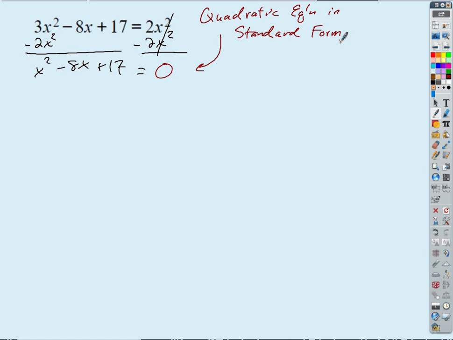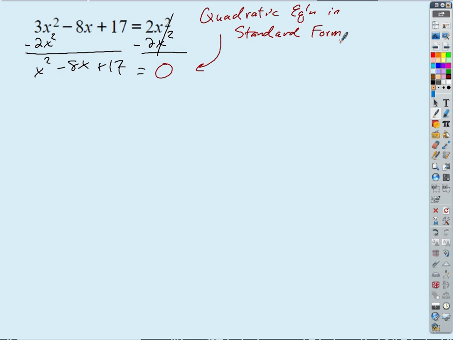Can I factor this thing? Do magic numbers exist that multiply to 17 and add to negative 8? They do not. So I got to cross that strategy off. So I move on down the line. What's my next strategy? Completing the square. Okay, so let's try that.